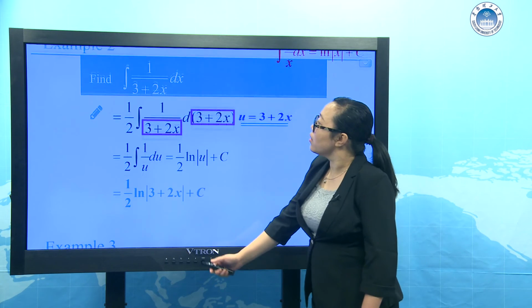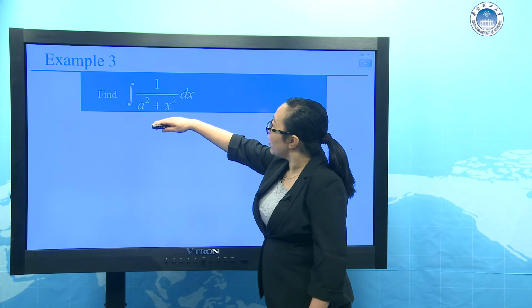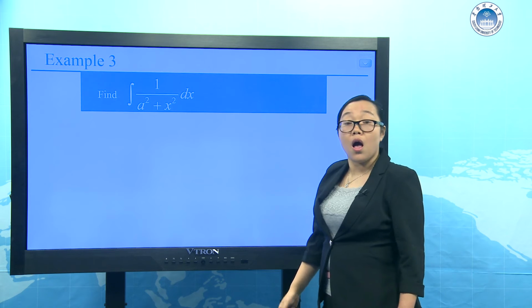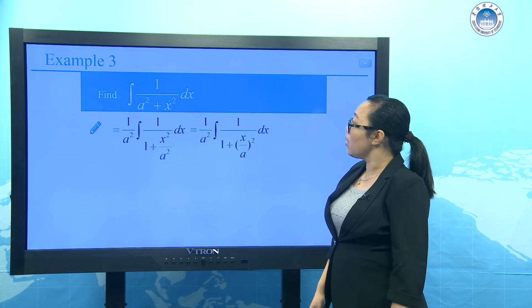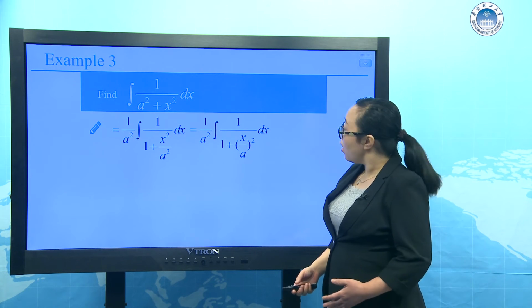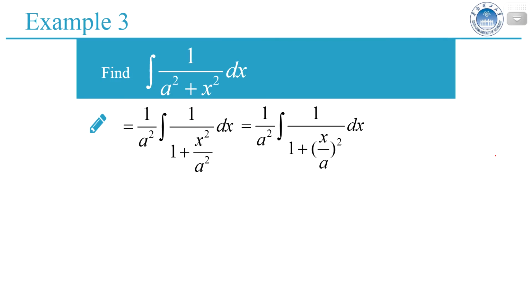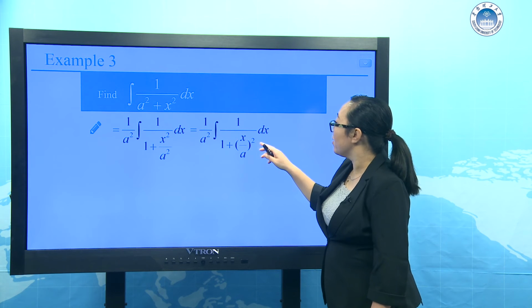Go on, look at example 3. Try to find the indefinite integral. How to do it? In our idea, we know 1 plus u squared. Okay, a squared becomes 1. So taking out the real number a squared, the first term becomes 1. The second term becomes x squared over a squared, that is, x over a in brackets squared.